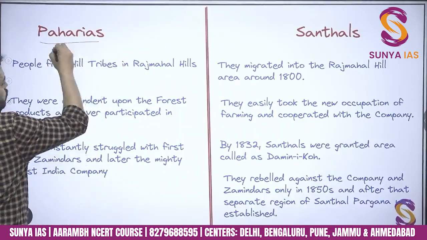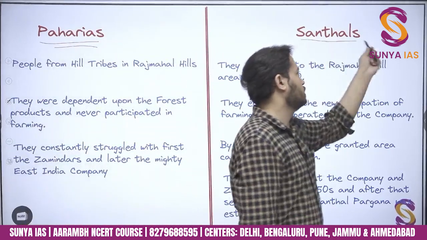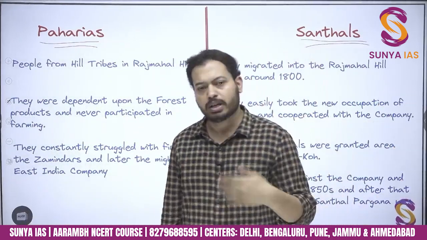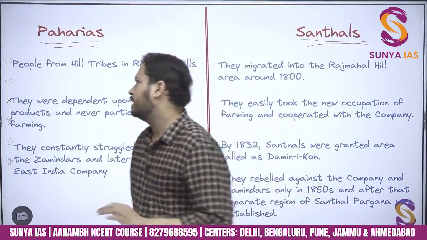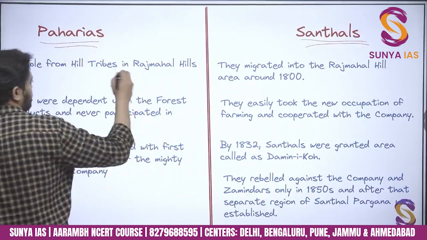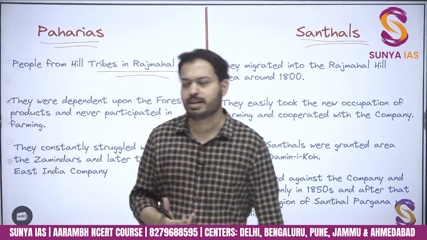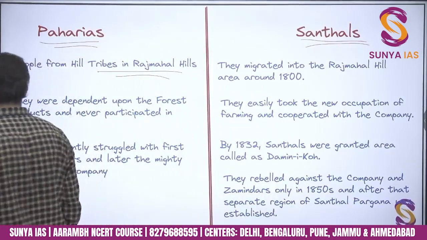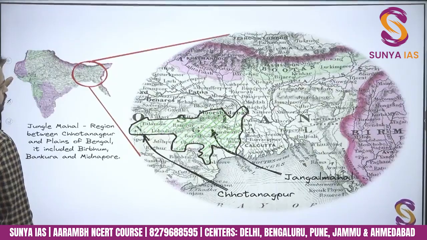Two other tribal groups about whom you need to know are the Pahadiyas and the Santals. Now who are the Pahadiyas and who are the Santals? Pahadiyas are the people from hill tribes in the Rajmahal Hills. Now the first question will be, sir, what is Rajmahal Hill? Where is Rajmahal Hill? For physical geography, please try to go through your NCERT books. Meanwhile, I'll show you the map.